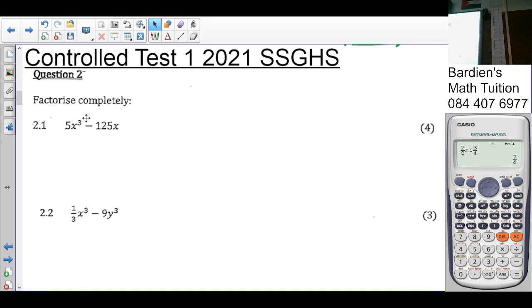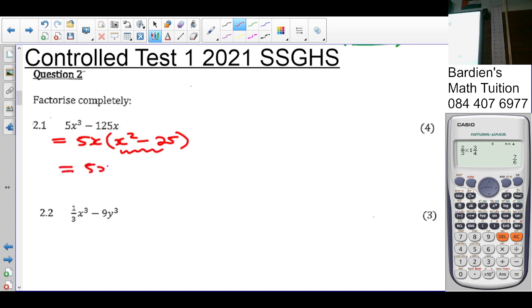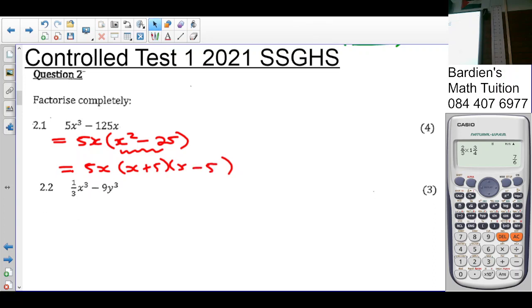Let's go with question 2. The question says factorize. So what needs to be done first here? Common factor, 5x. I'm left with x squared minus 25. What's going to happen here? Difference of 2 squares. So it's 5x into x plus 5, x minus 5. Let's look at the next one.